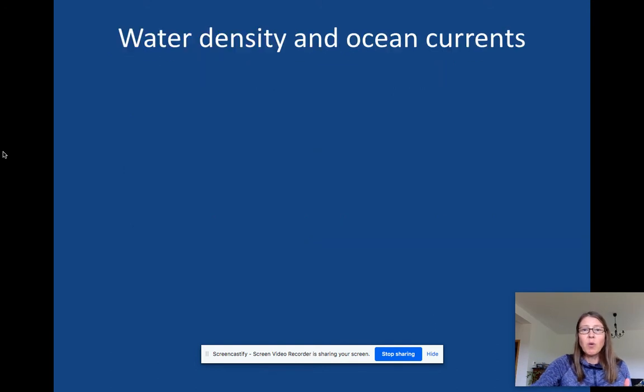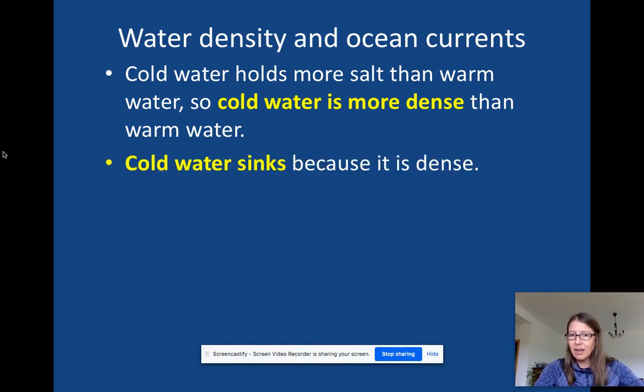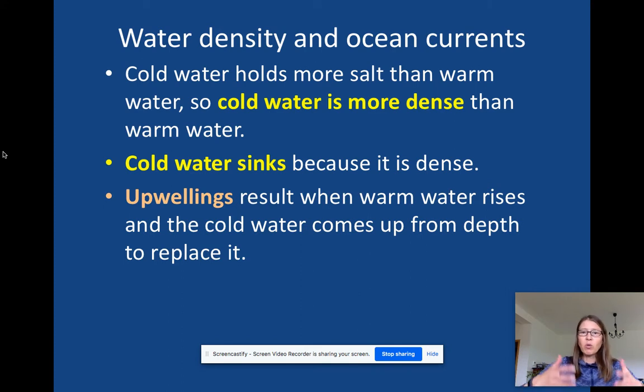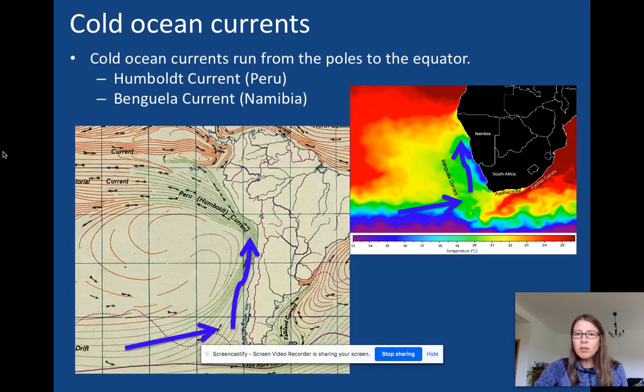So water density is going to depend on temperature, because cold water holds more salt than warm water, and it's more dense. If it's more dense, it's going to sink. Whereas upwellings result when warm water, which is less dense, rises from the depths to replace it. And then downwellings occur when the cold water sinks and is replaced by warmer water above. So it's this circle of upwellings and downwellings. And all of this movement of water is going to move heat, redistributing heat to different places.